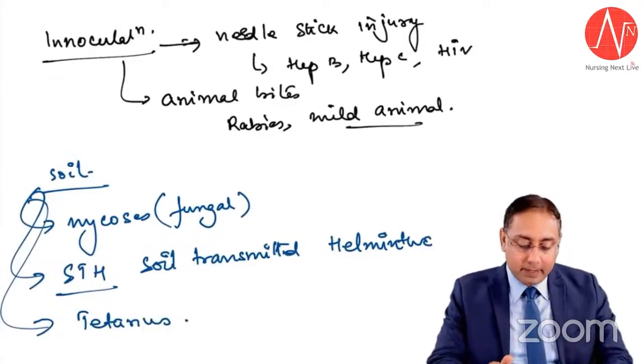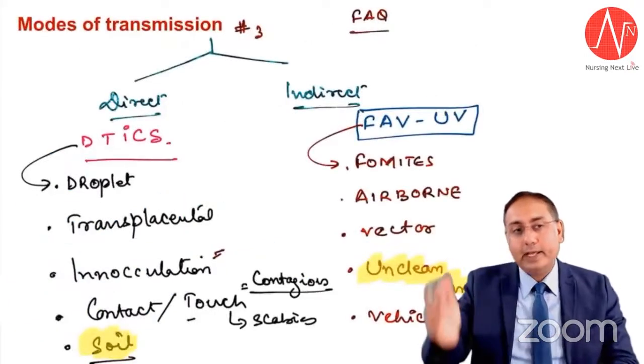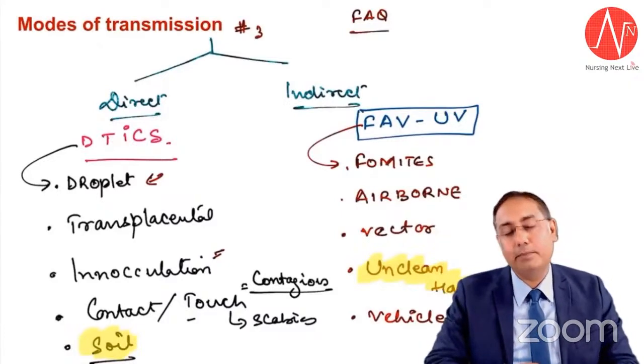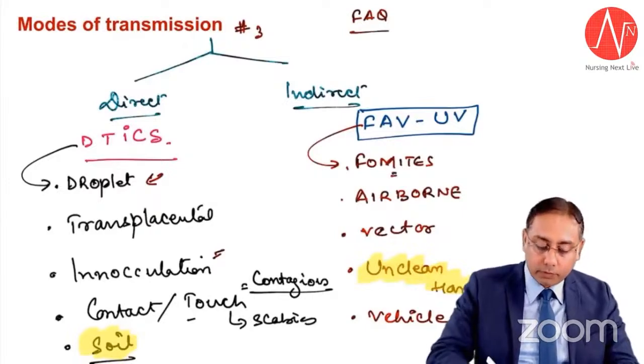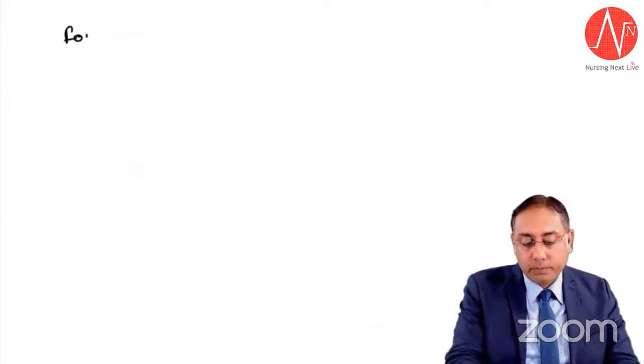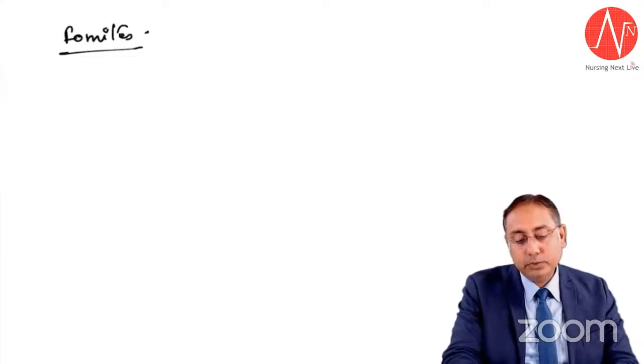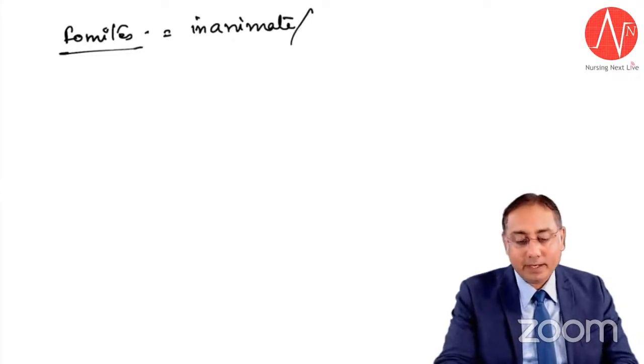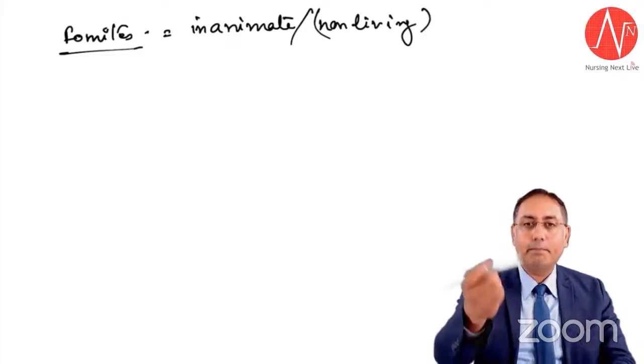Please remember this. Next in line, let us come to the indirect. I will talk about the droplets later in time. Next is about the indirect mode of transmission. What are fomites? Fomites are inanimate. Inanimate, what does it mean? It means the non-living.